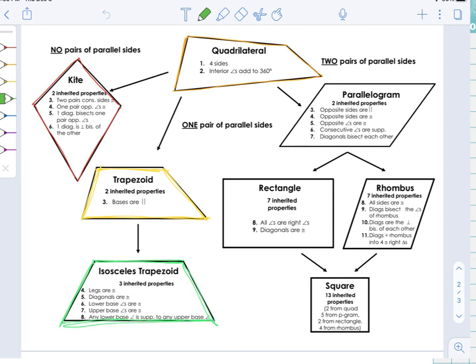That one has a couple more rules than just the trapezoid in general. We can see the legs are congruent. The diagonals are going to be congruent. Lower base angles are congruent. Upper base angles are congruent. And any lower base angle is supplementary to any upper base angle. So by now, you should be able to have looked through these and be familiar with them.